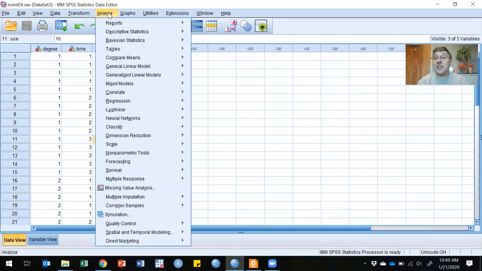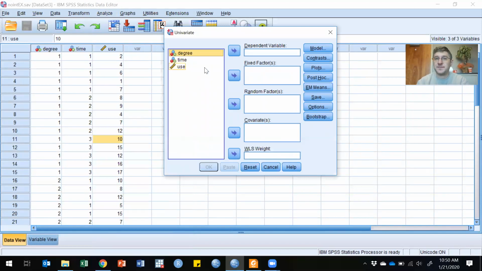So once we have the data entered into SPSS to run the analysis, we go to Analyze, General Linear Model, Univariate, and we'll bring our dependent variable, the time use, over to our dependent variable box. And then we'll bring our 2 independent variables, the time of day and the degree program, over into our fixed factors box. And you can read in the notes the difference between fixed and random factors. We're going to talk about fixed factors here.